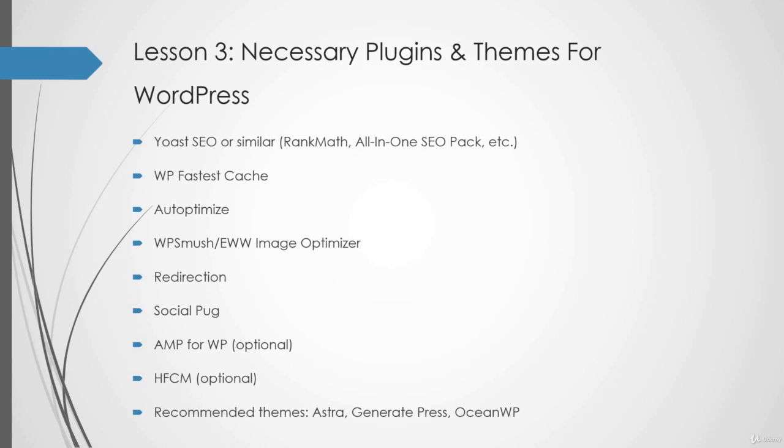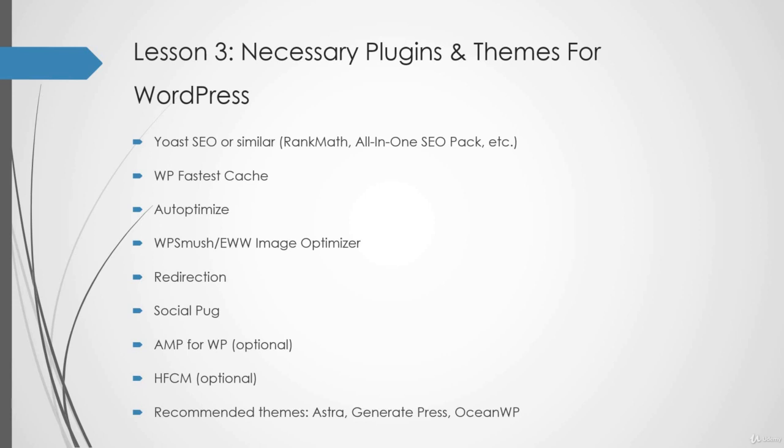Second, WP Fastest Cache. This is a caching plugin which will help speed up your website much better. Third, Autoptimize. It works similar to WP Fastest Cache, but it optimizes your website at the code level, for example HTML code, CSS code, and JavaScript code.